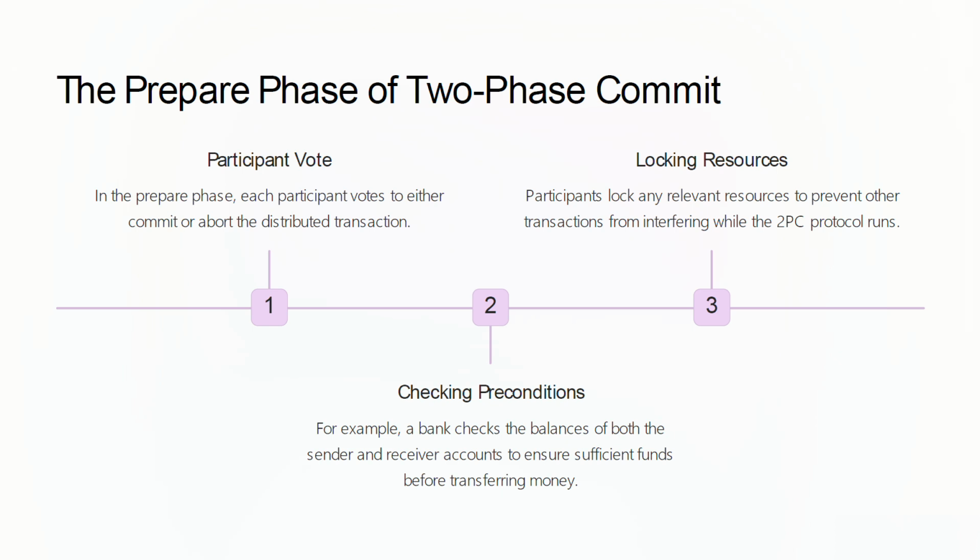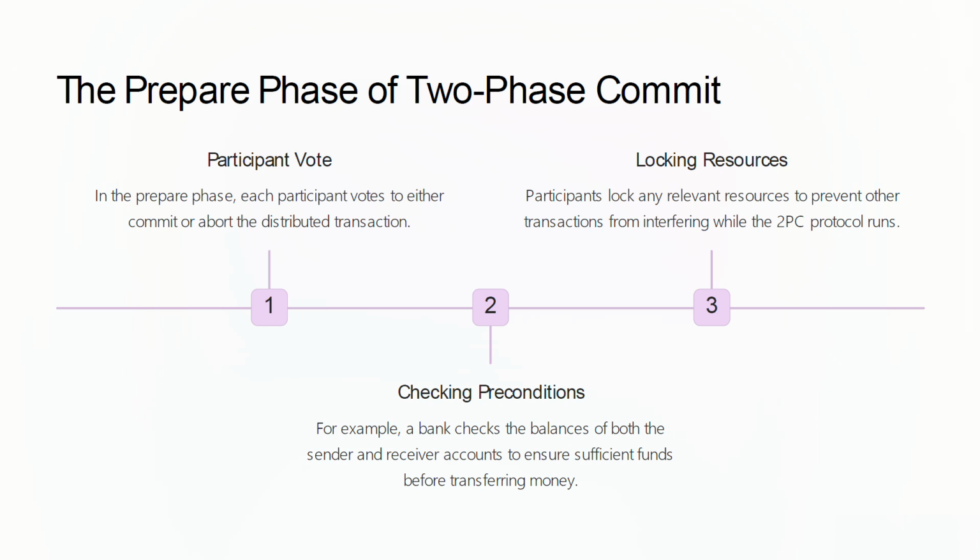The prepare phase of two-phase commit. In this phase, the coordinator initiates the transaction by sending a prepare request to each participant. This request essentially asks, "Are you ready to commit this transaction?" Each participant then checks its own state to see if it can safely commit the transaction. If it can, it sends a yes response back to the coordinator. If it can't, it sends a no.